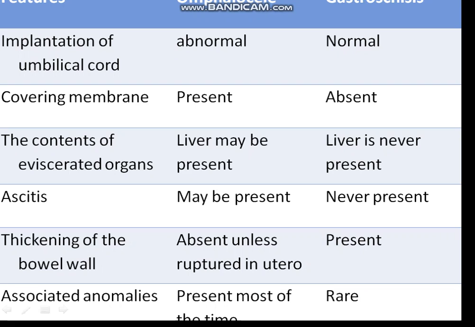Implantation of the umbilical cord is abnormal in omphalocele while it is normal in gastroschisis. Covering membrane is present in omphalocele while it is absent in gastroschisis. Liver may be present as a herniated content in omphalocele. It is never present in case of gastroschisis. Ascites may be present in omphalocele, never present in gastroschisis. Thickening of wall is not found in omphalocele unless the omphalocele is ruptured, while it is always present in gastroschisis. Associated anomalies are very common in omphalocele and it is very rare in gastroschisis.